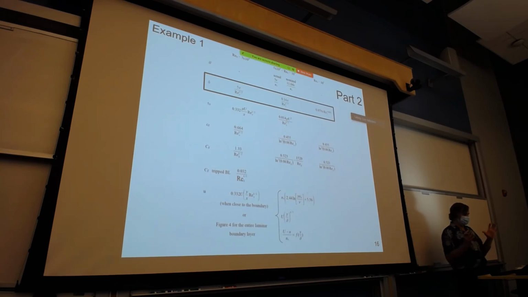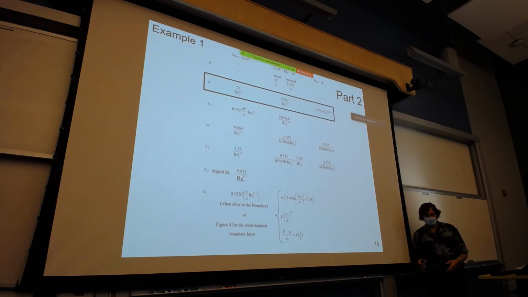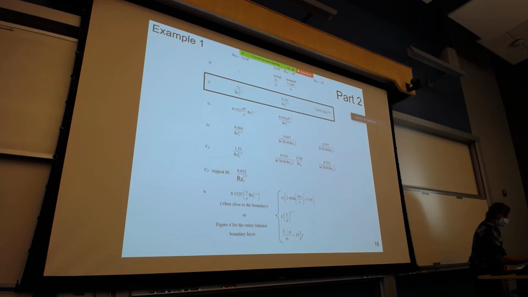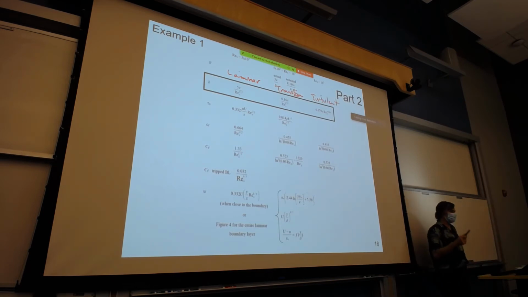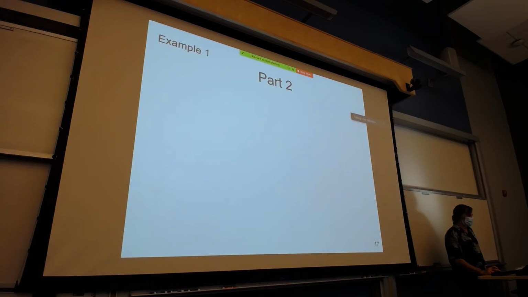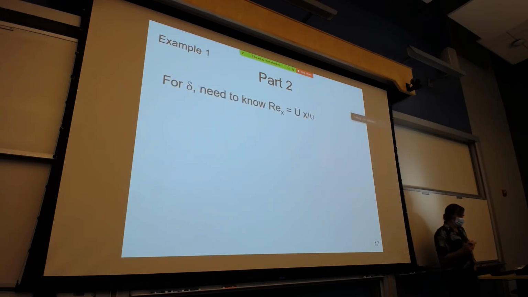That's delta. This page, you're going to see it a number of times today, is from page 6 of your handout. And so we have an equation for laminar. We have an equation for transition. And we have an equation for turbulent. We don't know which equation to use until we calculate the boundary Reynolds number. So, with that in mind, for delta we need to know the boundary Reynolds number.